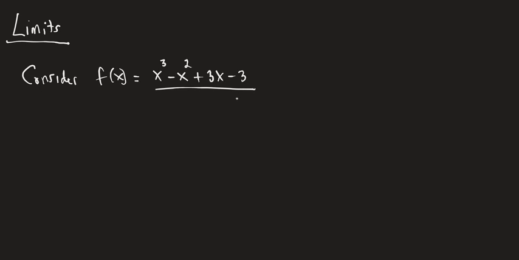So let's start by, let's say this. Consider a certain function f of x, and let's look at the function x cubed minus x squared plus 3x and then minus 3. My exponent there doesn't look a lot like a 2, but let's make sure that you can see that that's a 2. And then that's all divided by the quantity x minus 1. So let's look at this function.